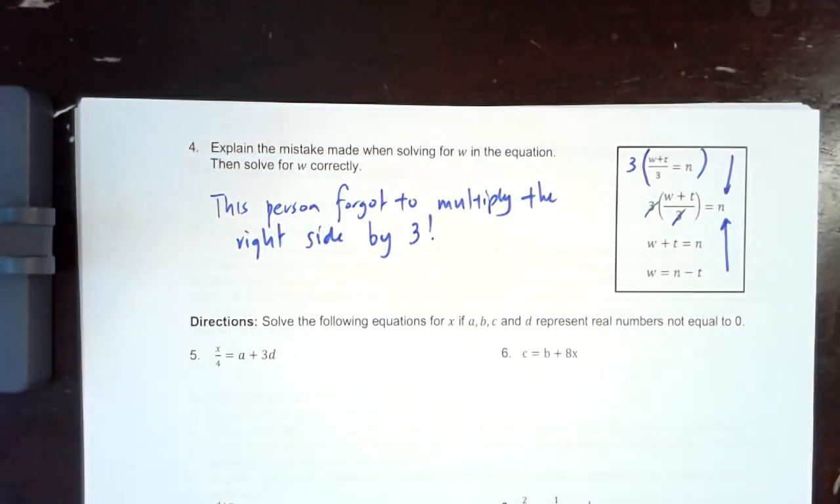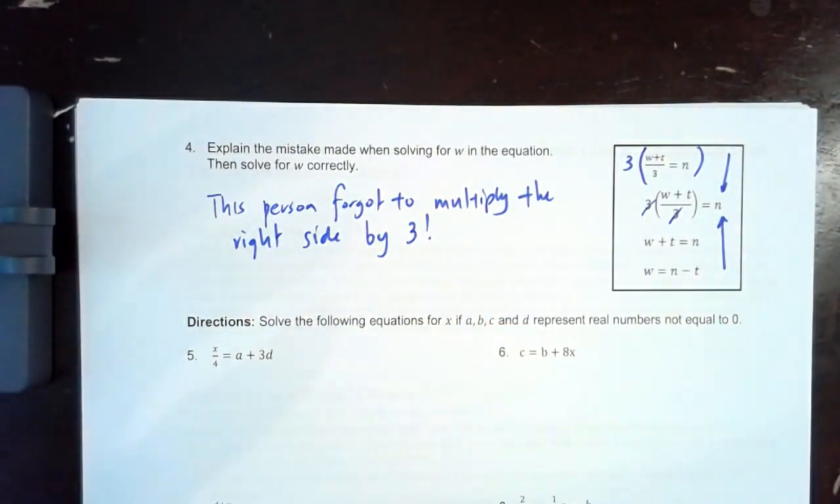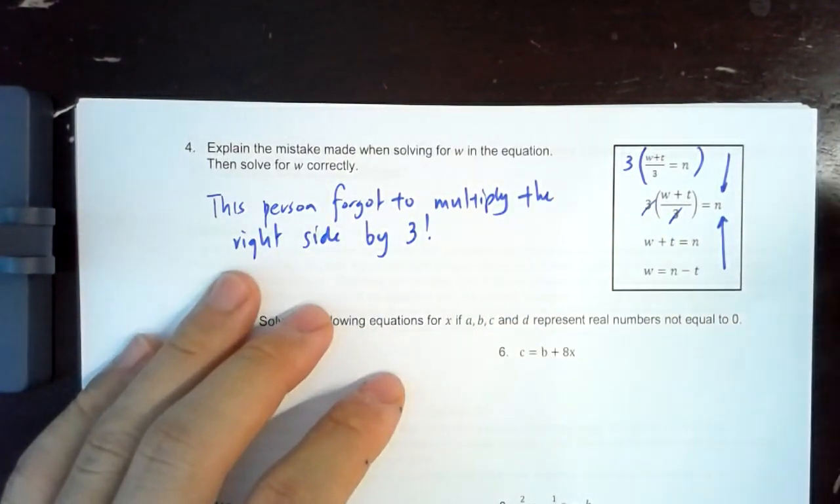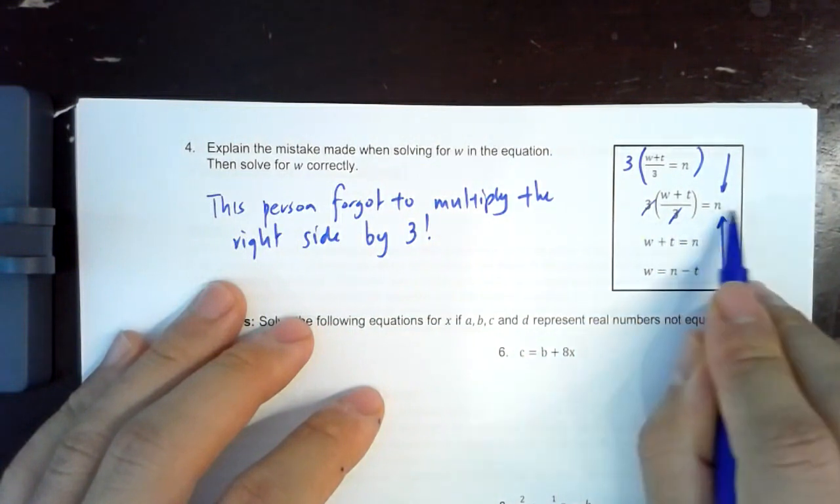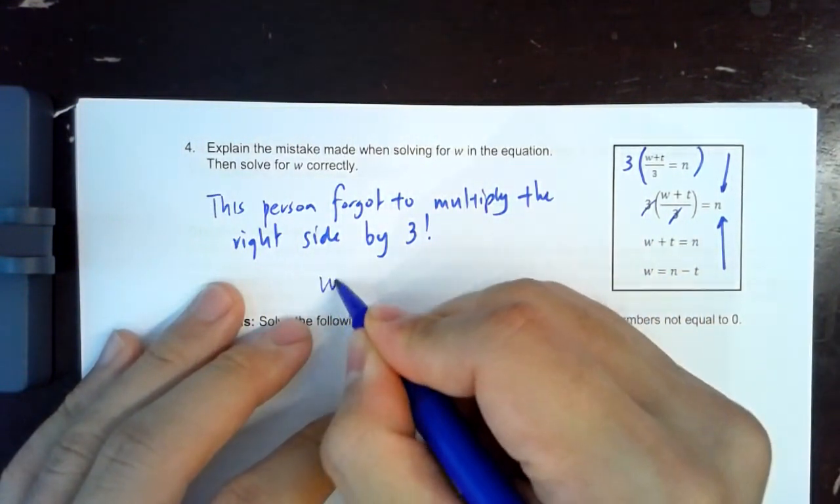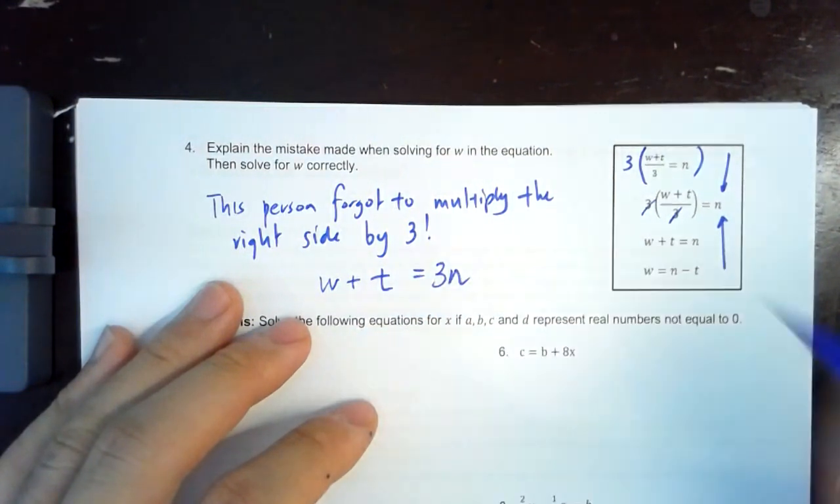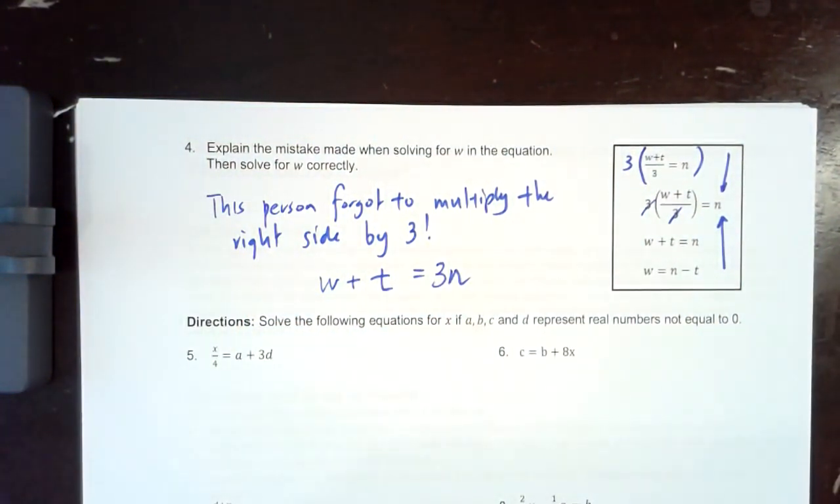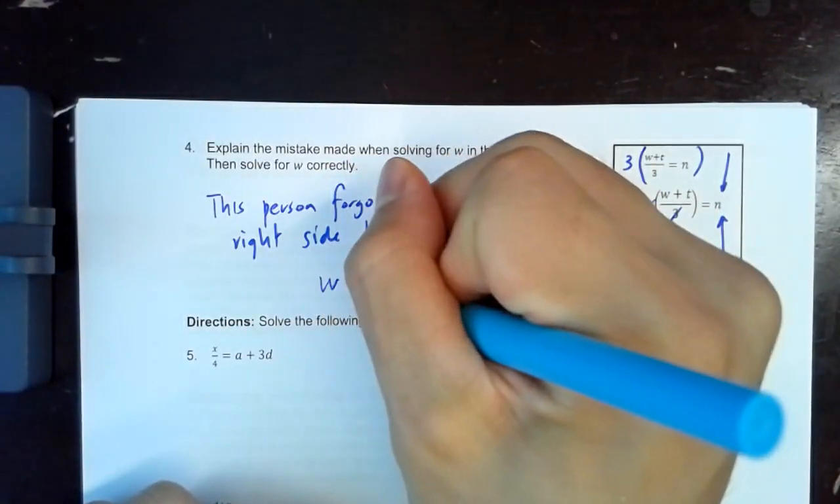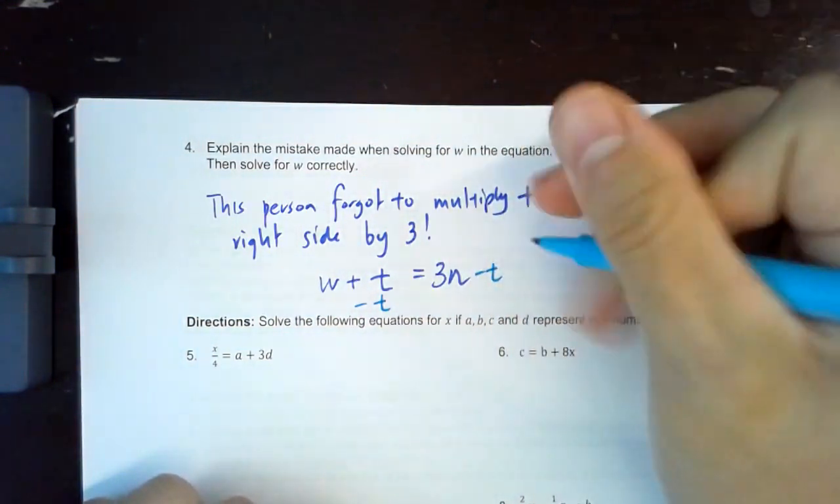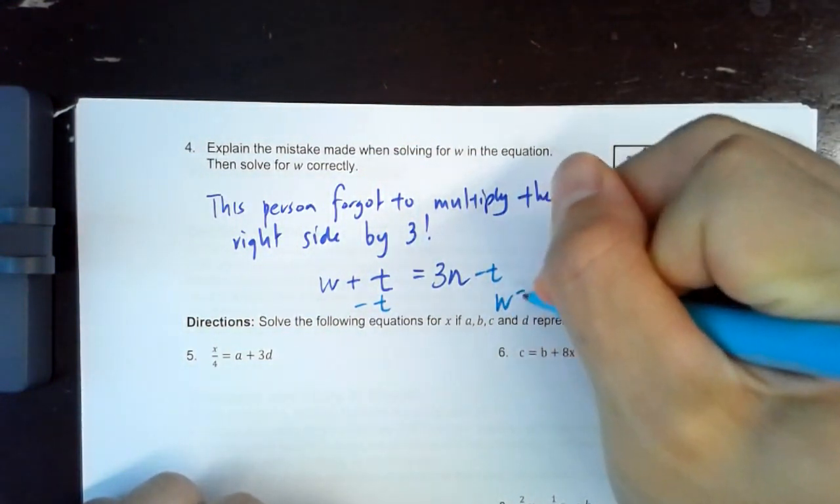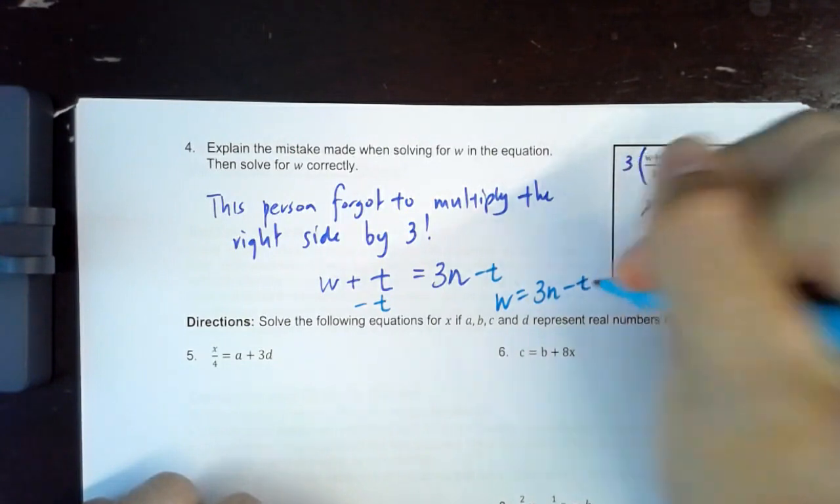Right? If you want to multiply the entire thing by 3, the entire equation, you cannot forget about the right side, right? So I'm going to go ahead and just continue on from this step. W plus T is supposed to equal 3n, not just n, 3n. And then you want to solve for W, and that's simple. Then you just subtract T from both sides, and you get W is equal to 3n minus T.